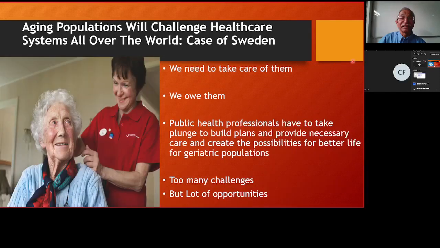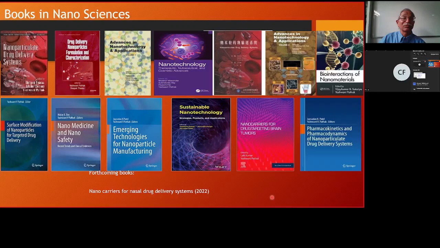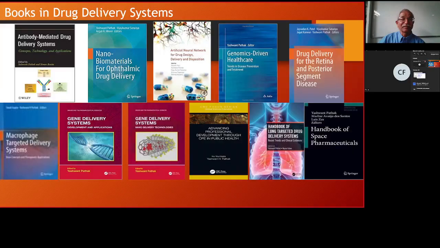So we need to take care of them; we owe them. Public health professionals have to take the plunge to build plans and provide what is necessary. There are too many challenges, but a lot of opportunities. That is where you have to look at it. The geriatric population is not a burden, but a challenge. You have to take the challenge and manage your economy. If you cannot manage your economy, then you are going to face a major chunk of problems in society.